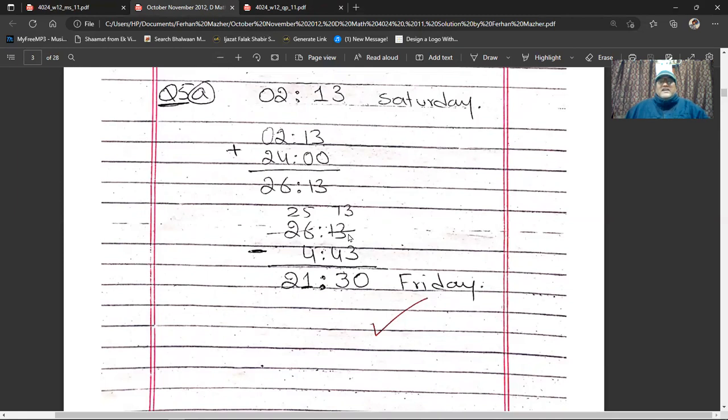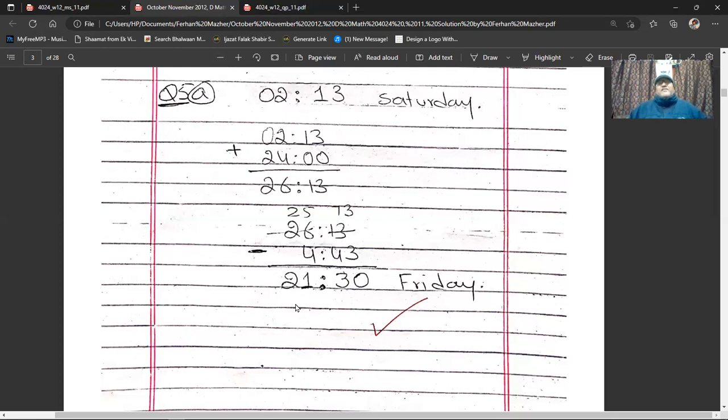From 26:13, because I am going to subtract from 13 minutes, I cannot subtract 43 minutes. So from 26 hours, I will borrow 1 hour. 1 hour means 60 minutes, so in 13 minutes I will add 60 minutes, and that becomes 73 minutes. And here 25 hours are left. From 73 minutes, when you subtract 43 minutes, you are left with 30 minutes. From 25 hours, when you subtract 4 hours, you are left with 21 hours.